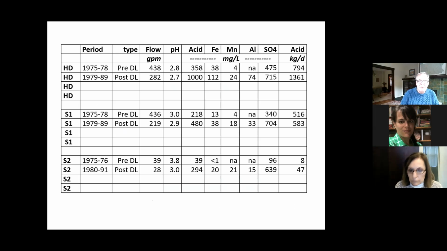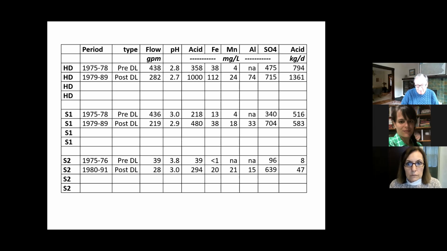So this table shows the pre-surface mining conditions and the conditions during and after the surface mining. And what you can see here with numbers is what we saw on the graph, that things got much worse. The acidity concentrations doubled. And now we have aluminum concentrations. We can see that there's very high concentrations of aluminum. This is really bad water. And the loadings, which are calculated, of course, from the flow and the acidity, the loadings, the S1 discharge actually didn't increase much because the flows went down.